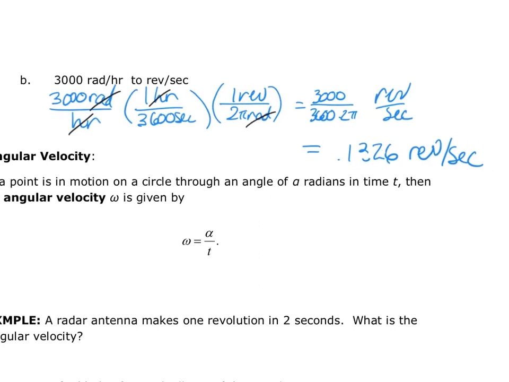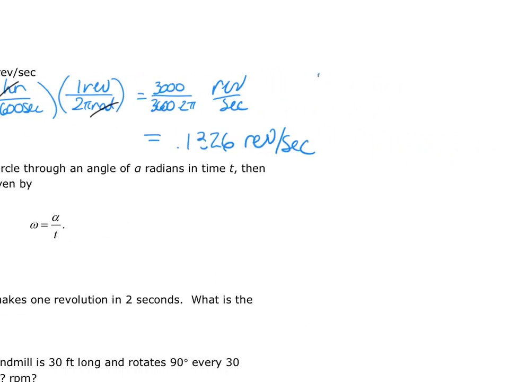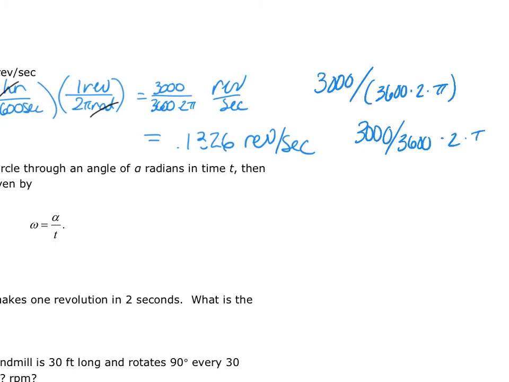And what I mean by that is, if you put this in your calculator, you need to put it in 3,000 divided by parenthesis 3,600 multiplied by 2 multiplied by pi parenthesis. Because if you don't, if you do 3,000 in your calculator divided by 3,600 times 2 times pi, your calculator is doing that.